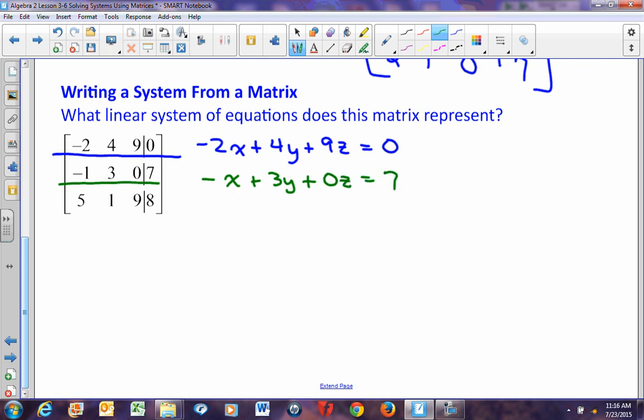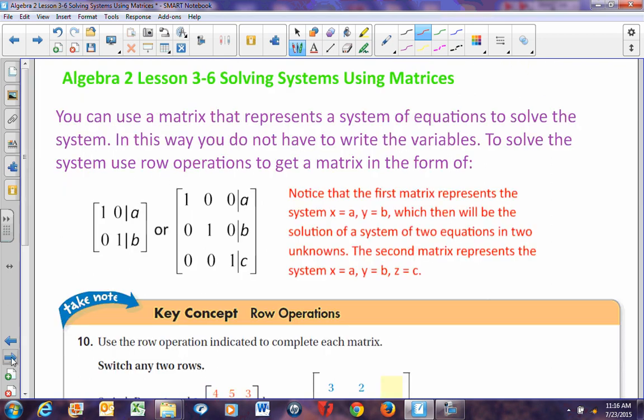You could have 0z or just nothing. And then, of course, the last row, 5x plus 5y plus 9z equals 8. So this would be the system of equations for that particular matrix. So writing a matrix, understanding a matrix, not so hard so far. Take a look at a few other things.